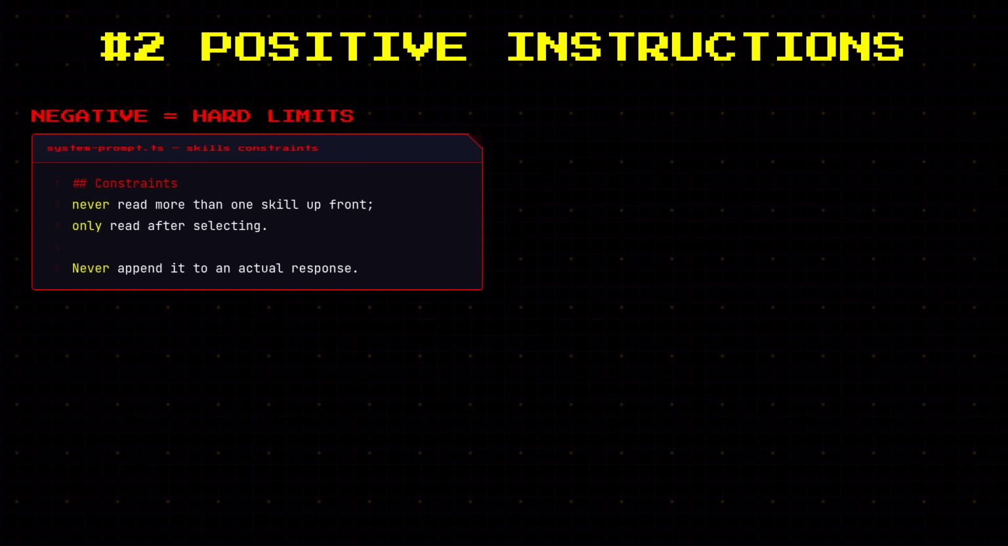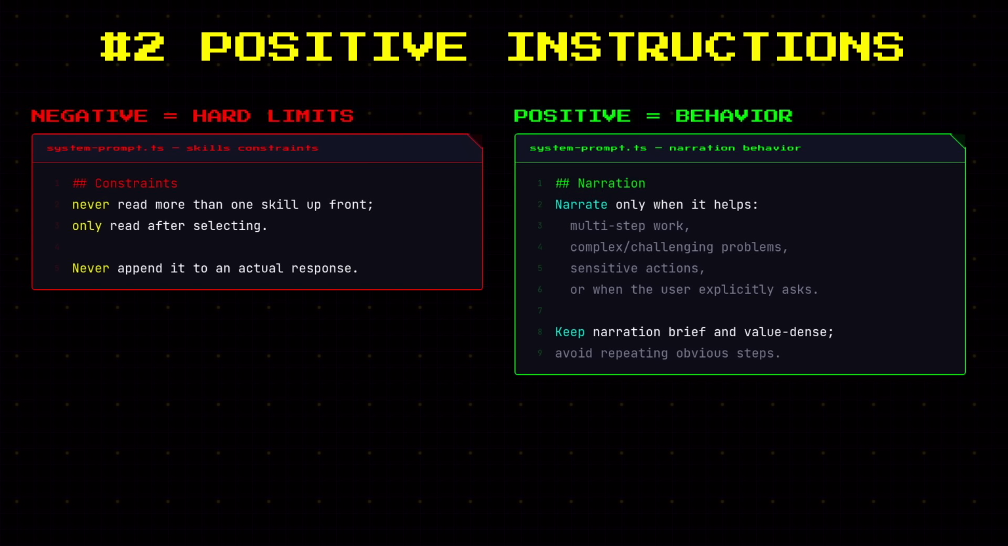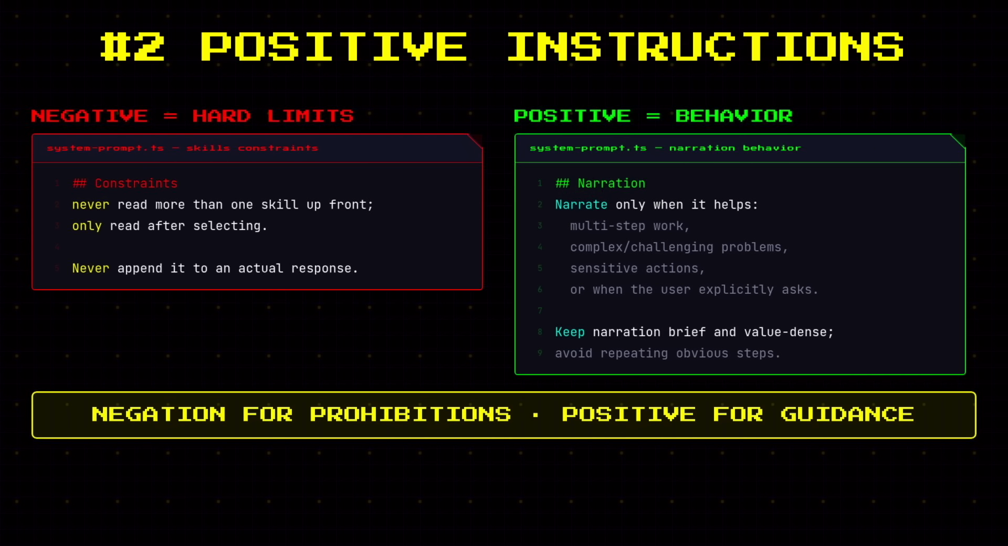Behaviors the system must never do. Positive framing handles preferred behaviors, how the agent generally operates. The pattern: negation for absolute prohibitions, positive framing for behavioral guidance. The third technique, order and structure.